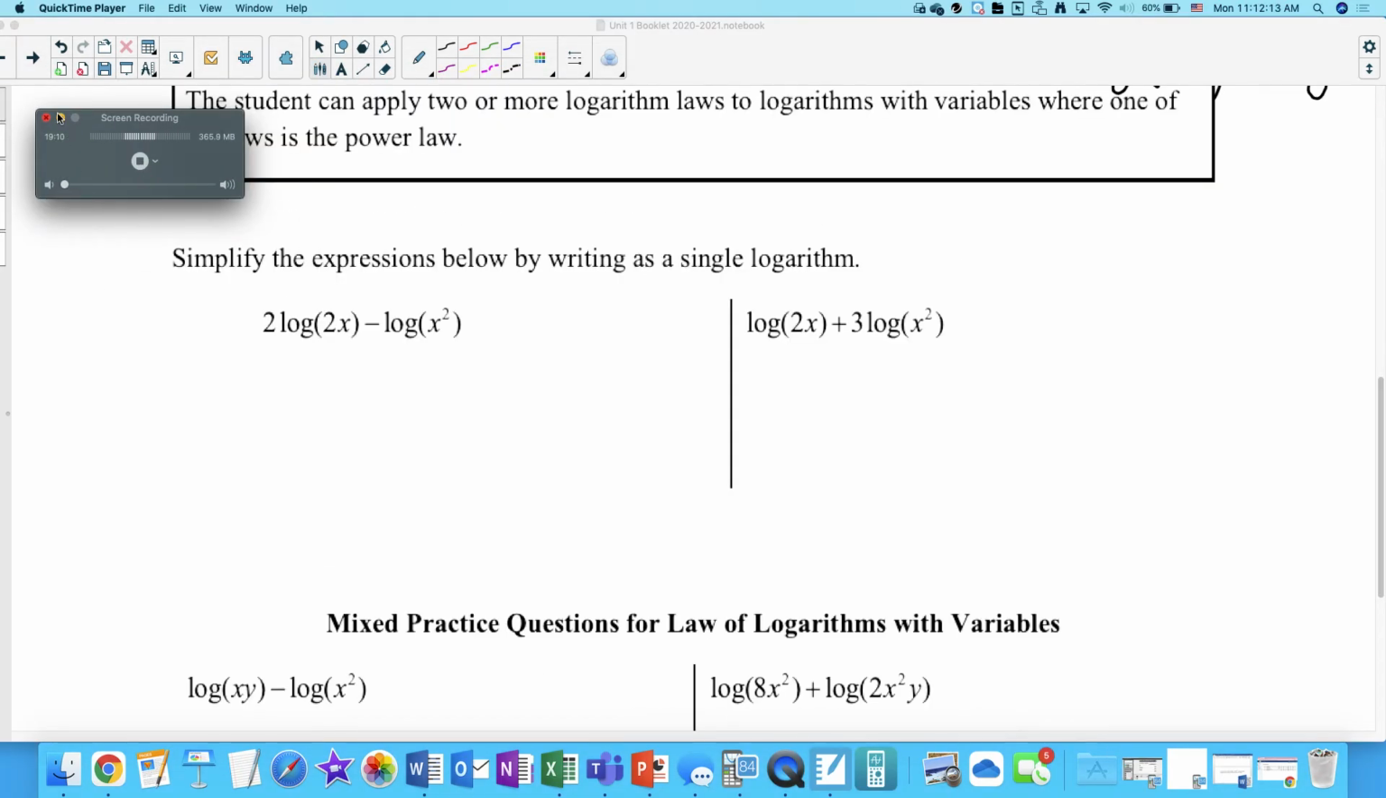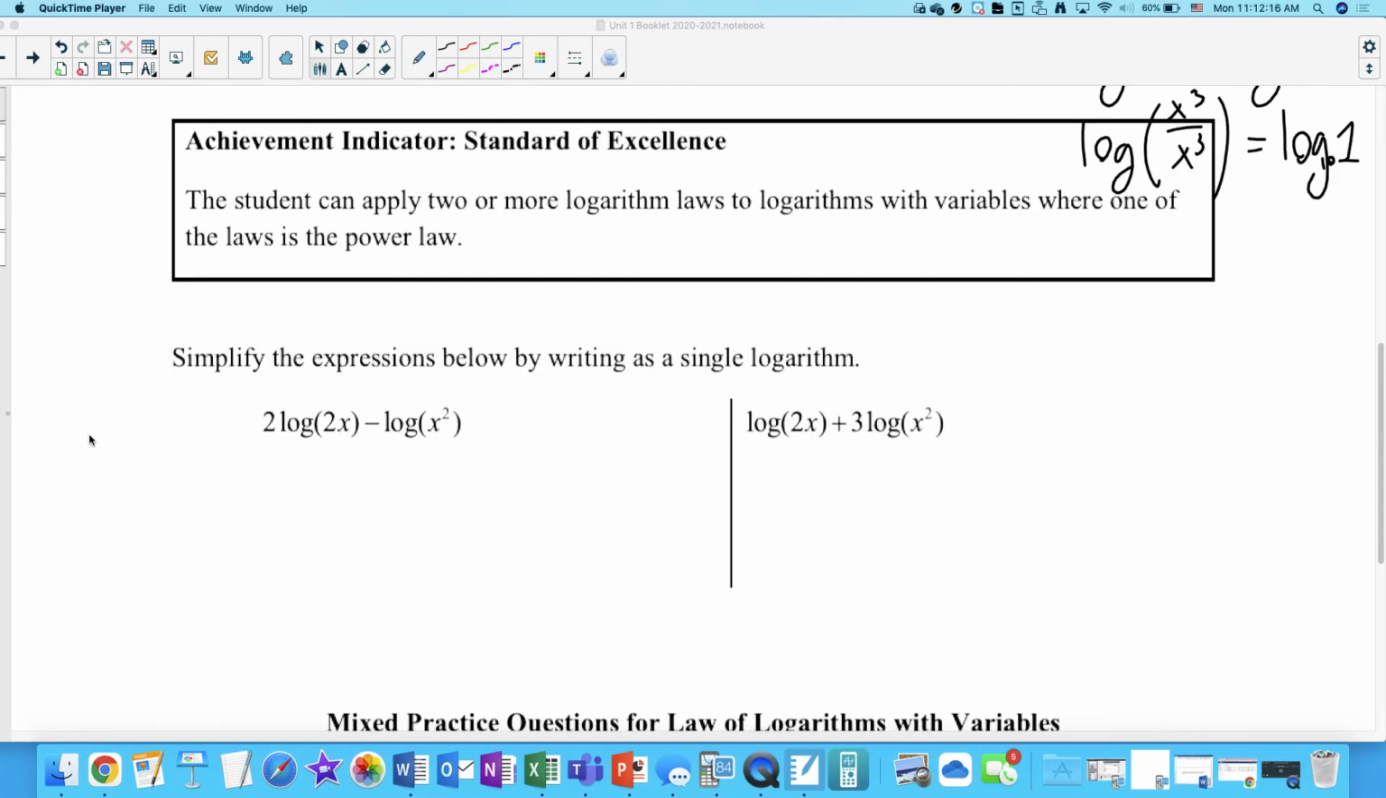And this is a standard of excellence question. So this type of question you can expect maybe 1 out of every 5 questions to be like this. Personally, to be honest, I don't think it's that much harder, but this is what they tell me from Alberta Education. Essentially, it's considered standard of excellence when you have to work with several laws at a time, and one of them's a power law. So that's when we have to scan the question, see if there's any numbers in front of the logarithms first, like this one, and pop that over here. In this question, I've got a 3 here, so I'm going to pop that over there. That's considered standard of excellence.